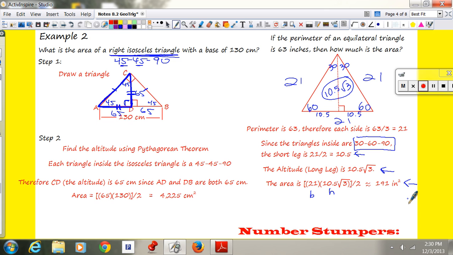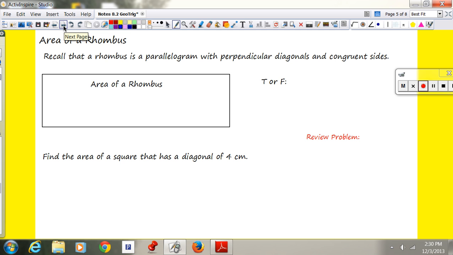Okay, so we've covered parallelograms, we've covered triangles. There's one last one that we need to cover, and that would be a rhombus. So let's take a look at a rhombus. Now this is important. Underline this. A rhombus is a parallelogram. It has perpendicular diagonals. It has congruent sides. Those things you've got to know about a rhombus.